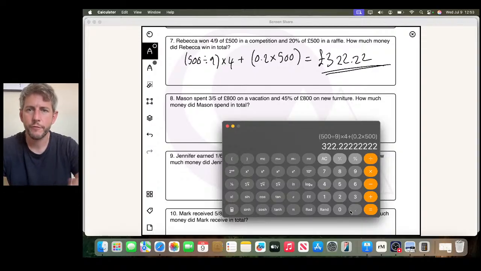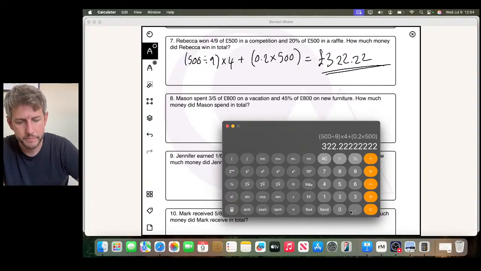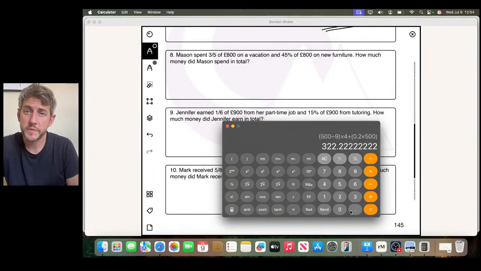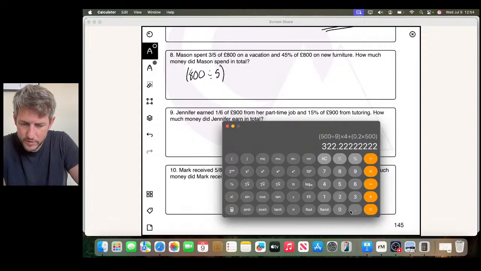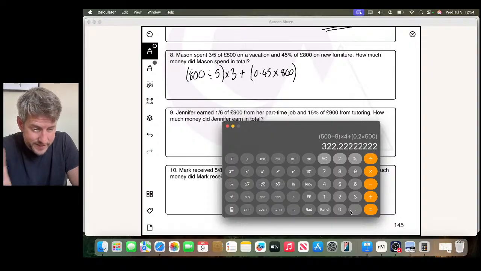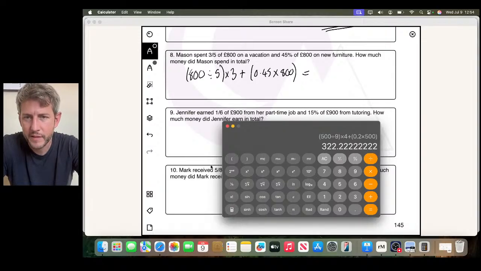Mason spent 3/5 of £800 on a vacation and 45% of £800 on new furniture. How much money did Mason spend in total? So we have got 800 divided by 5 times 3 to get the 3/5, and then plus 0.45 times 800 to get the furniture, and then we can see what that gives us. So again, just going to type it all into the calculator.